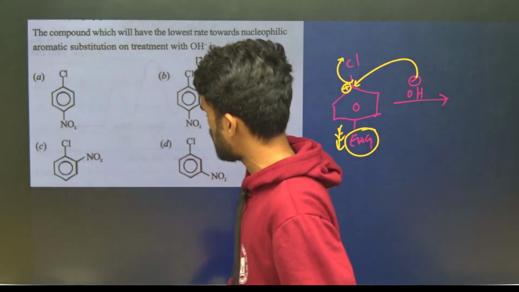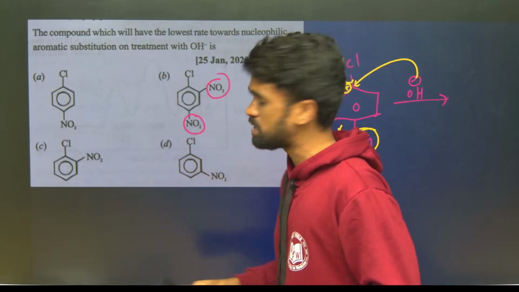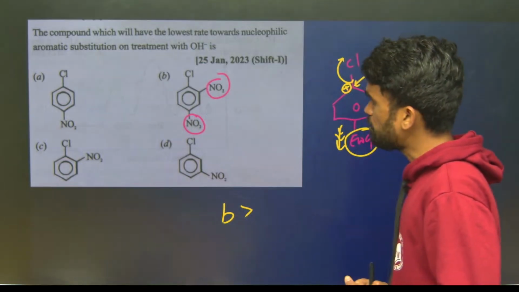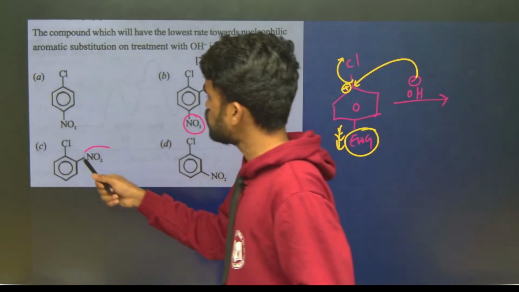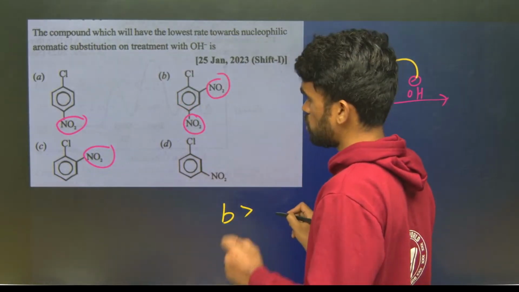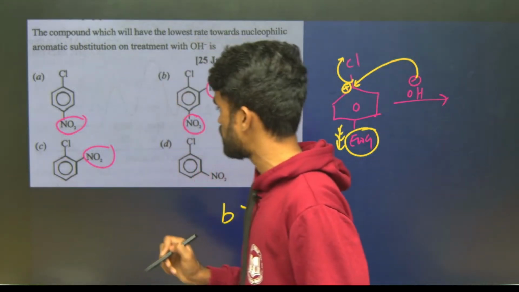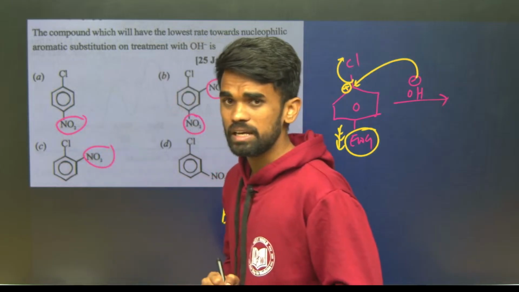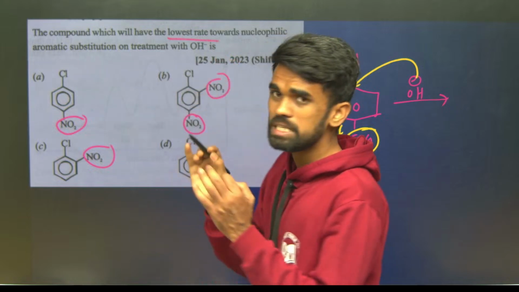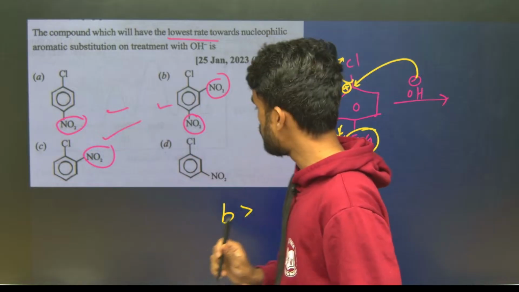So where do we have more electron withdrawing groups? We have 2 nitro groups here, that makes it more electron deficient. Therefore the reaction takes place readily in B. After that, here we have ortho position, here meta position, para position. We know the para position will be more effective, and even in C it will be effective as it is very near, at the ortho position itself. They are asking which has the slowest rate. So it will be fast in C, A, B, but slow in D.